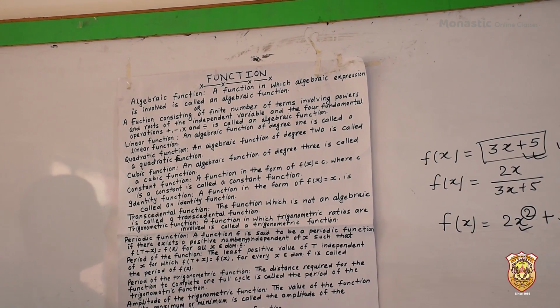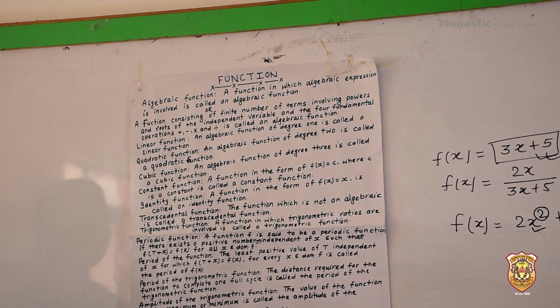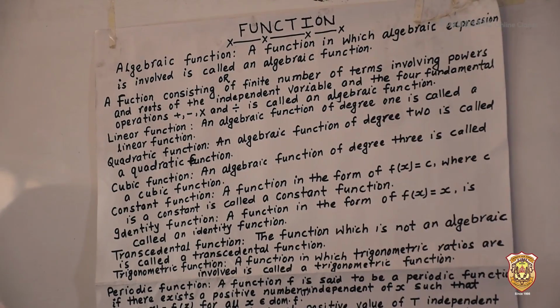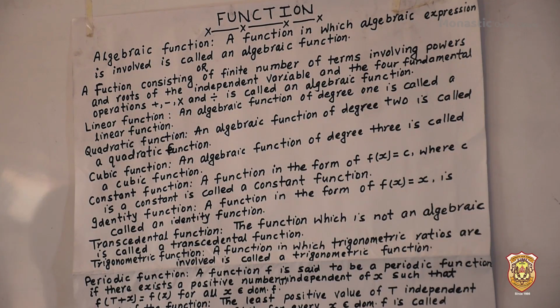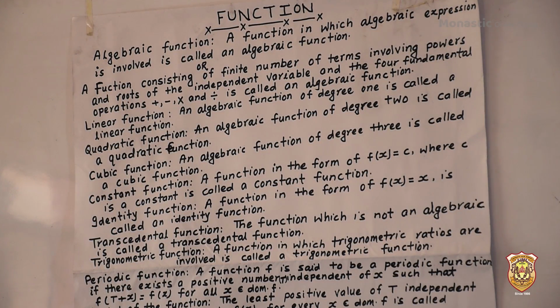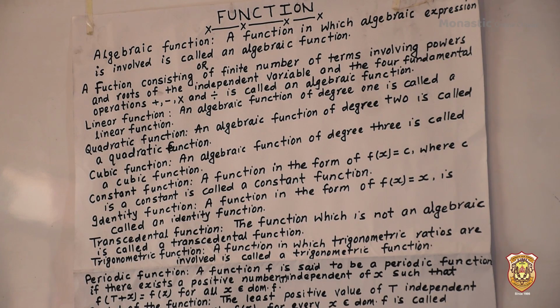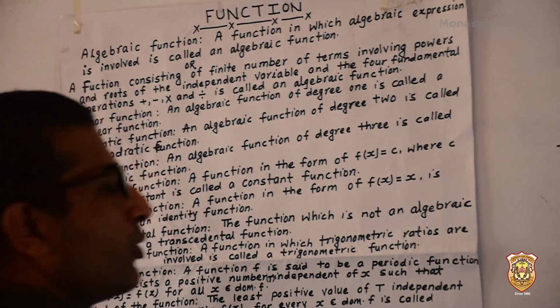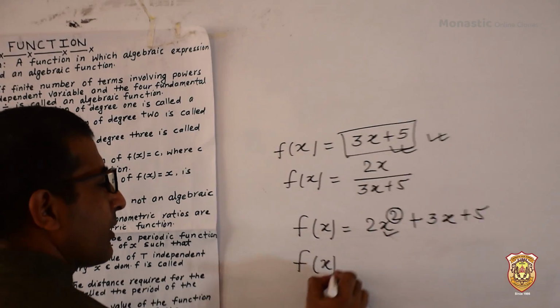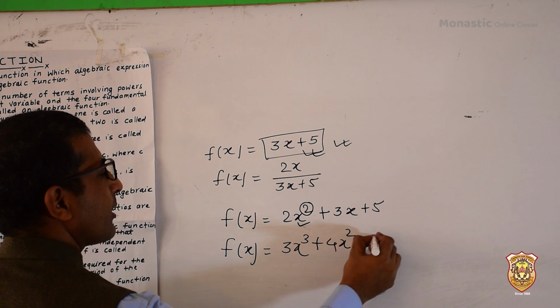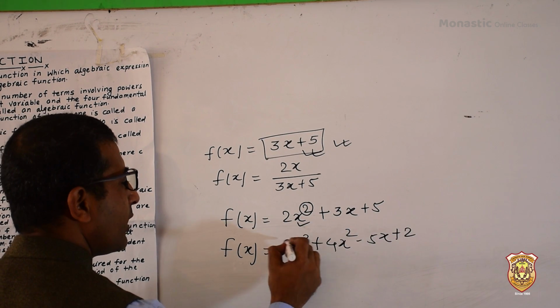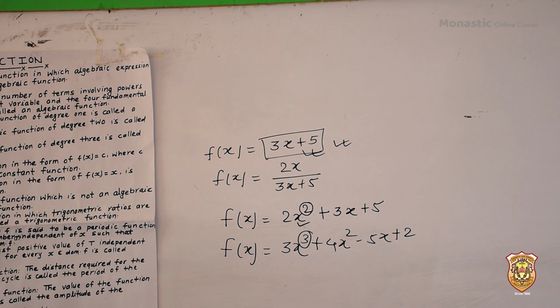Then we have cubic function. Again, same as earlier one. In linear, degree was 1. In quadratic, degree was 2. Now in cubic, degree is 3. An algebraic function of degree 3 is called a cubic function. We can go through an example. That is 3x cubed plus 4x squared minus 5x plus 2. Here what you can see, maximum power of the variable is 3. That is, degree of this algebraic expression is 3. So that's an example of cubic function.